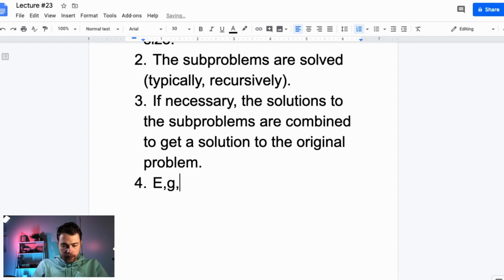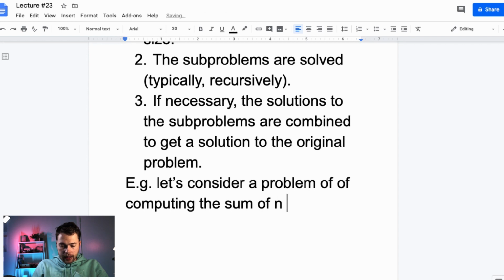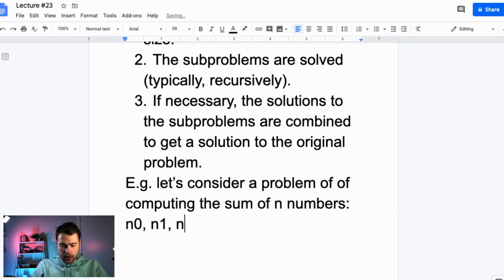For example, let's consider the problem of computing the sum of n elements, or f of n numbers. Let's say I have n0, n1, n2, n3, and up until n. So there are n numbers.